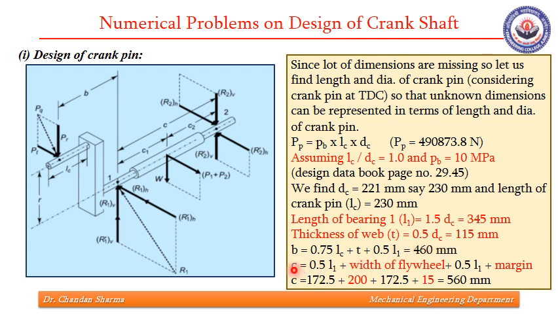Similarly, C is the distance between bearing 1 and bearing 2. So C will be 0.5 of L1 for this bearing and 0.5 of L1 for bearing 2, followed by the width of flywheel, which is not given to us, and some margin. So assuming the width of flywheel as 200 mm and putting the values of L1 and assuming margin as 15 mm, C comes out to be 560 mm. Further, we'll presume C1 equals C2 equals C by 2 for this case.